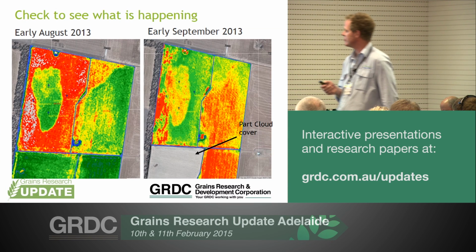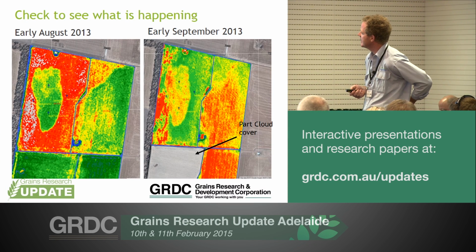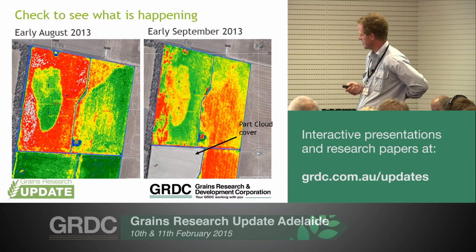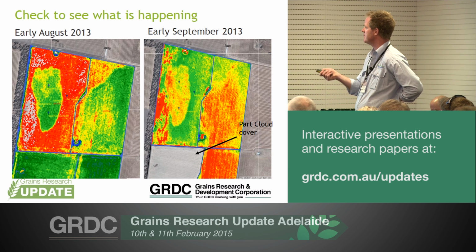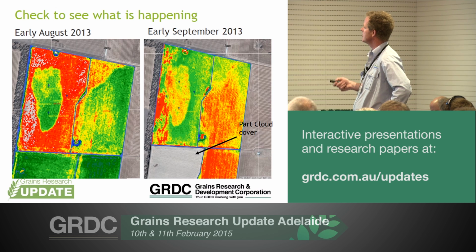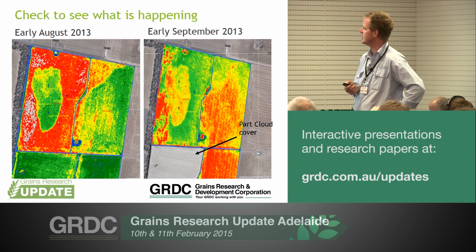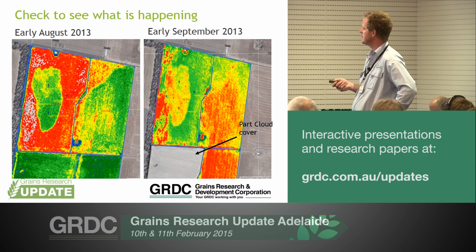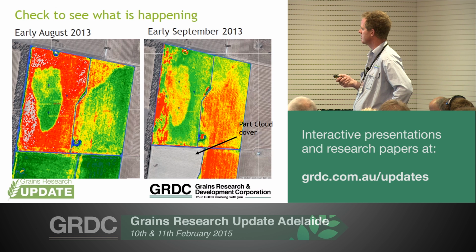Just to have a look at some of the imagery we have seen, and I want to emphasise one of the important things about NDVI imagery. This is the same paddock. In 2013, we decided we'd take 3 images: one early August, one early September, and one middle of September, where we had a cloud issue, which we'll talk about later too. So same paddock, same image.